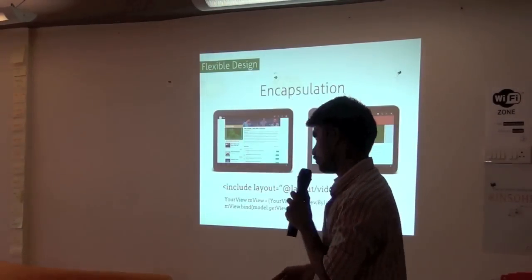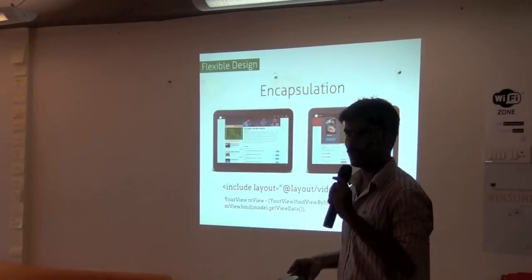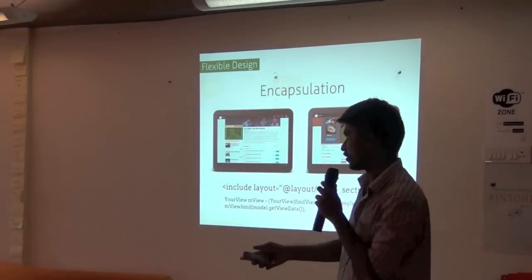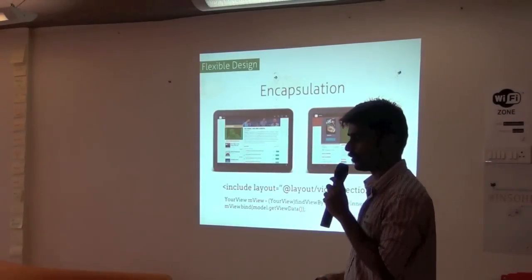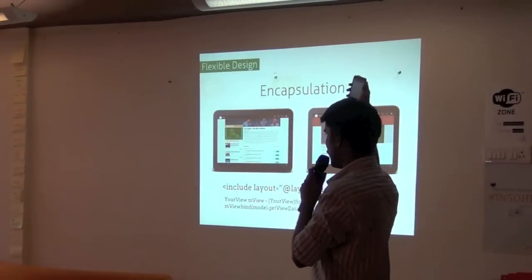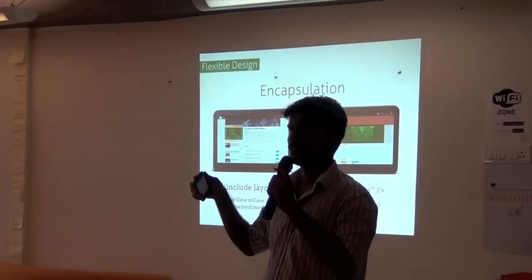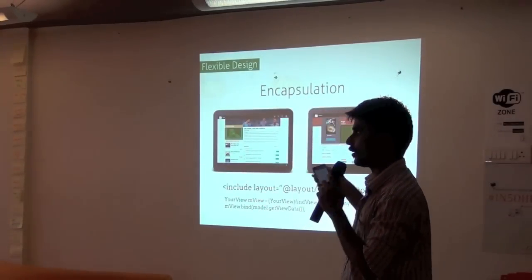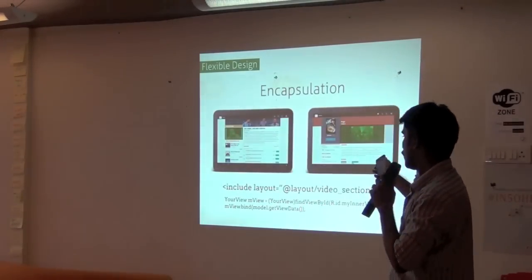So this is one good thing that you can include: layouts. You design a layout already. Suppose this is a video clip that's used in, let's say, an app. This video clip is already a custom layout, which is a view, and it has been specified somewhere in your Java.